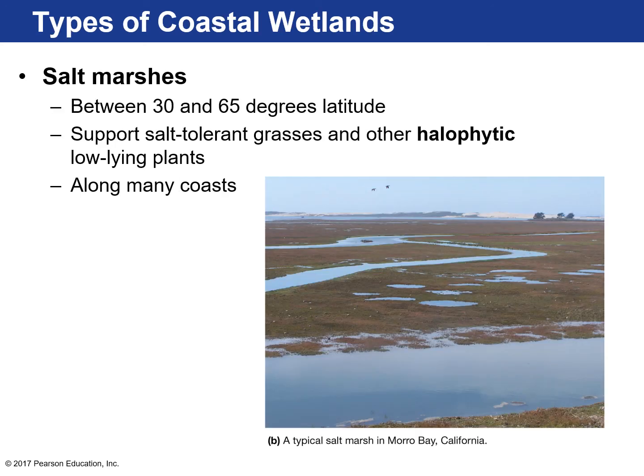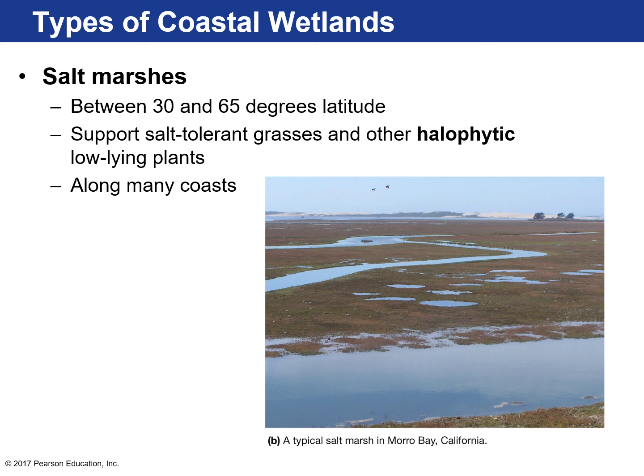All right, the first type of coastal wetland is called a salt marsh. You might not be as familiar with these because these occur a little further north than where we are, between 30 and 65 degrees latitude, north and south of the equator. Salt marshes essentially support salt-tolerant grasses and other halophytic low-lying plants. Those are just salt-tolerant plants, the fancy word for that. And they occur along many coastlines.